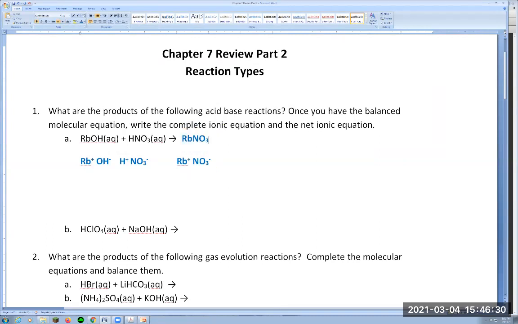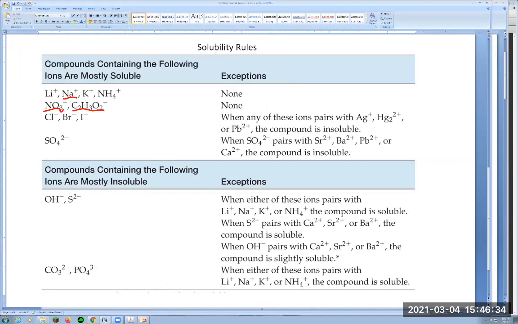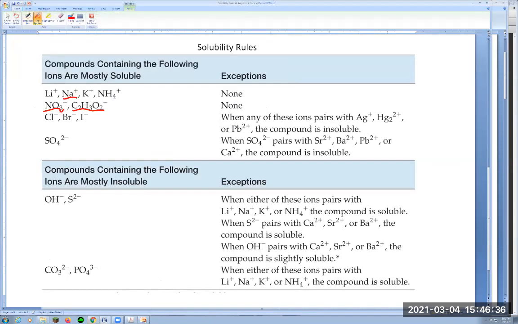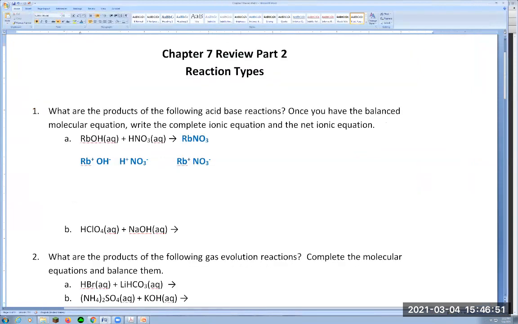And so let's find out its solubility. You go to your solubility rule table, and here the nitrate is here again, and it says no exceptions. It's always making soluble compounds. So we know that this is going to be aqueous then. It's a soluble compound.